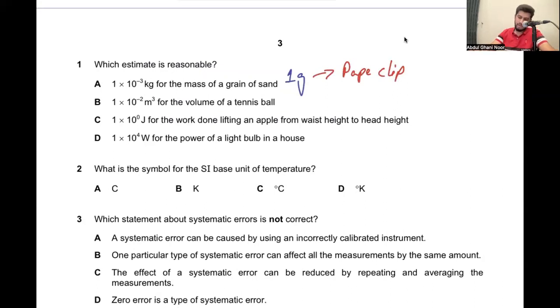Or if you've ever done any experiment in the lab which involves dry chemicals, that would also give you a good idea of how much 1 gram is, which is way more than the mass of a grain of sand. Then the next part says 1 into 10 to the power minus 2 meter cube for the volume of a tennis ball.